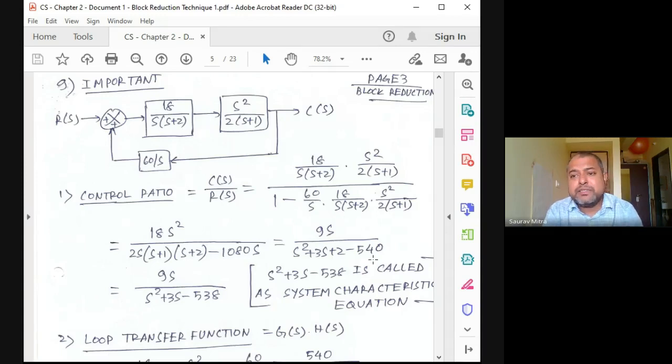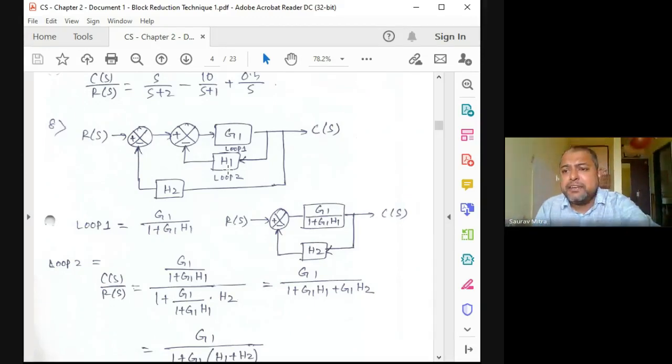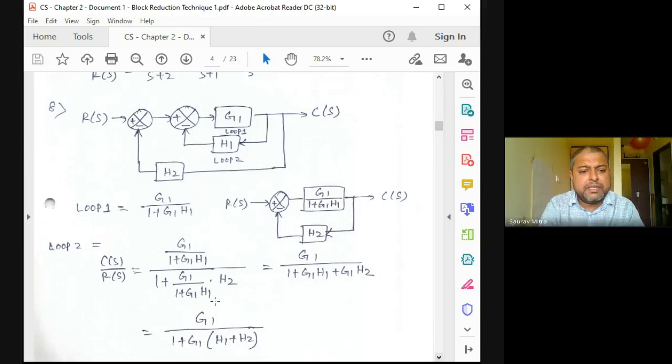So one new term is G into H. In any case of a loop, if this is G1 and H1, just multiply the forward path gain and feedback gain. Whatever you have found here, C(s) by R(s), for this system is called the CLTF, that is closed loop transfer function. For the given system, G by 1 plus GH or G by 1 minus GH, whatever you find, is called the closed loop transfer function, CLTF.